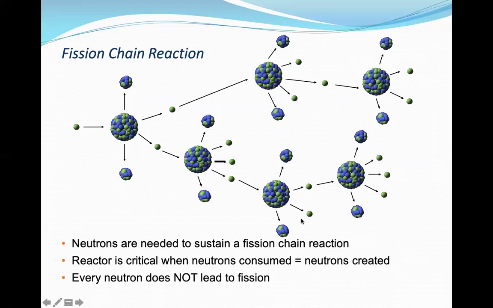Here it is a continuous chain reaction with the help of this fission process. A neutron collides with a nucleus and again it is split. This will be split too. This will be split, right?